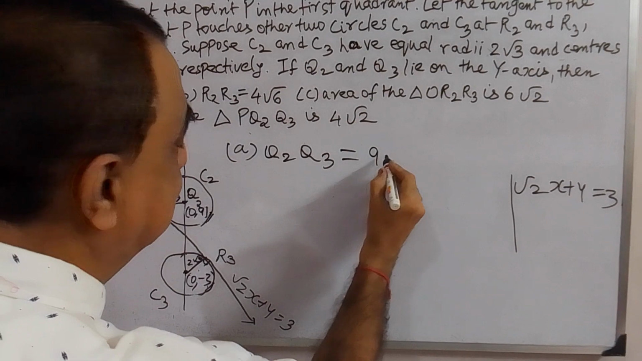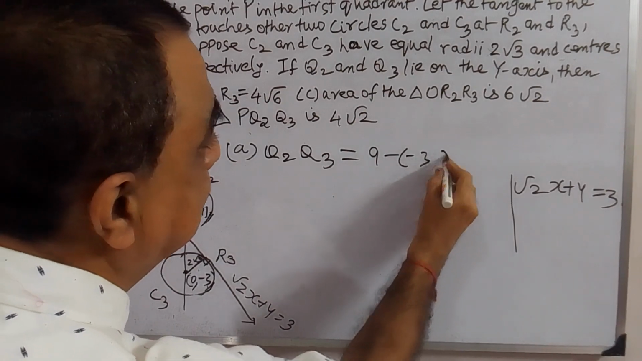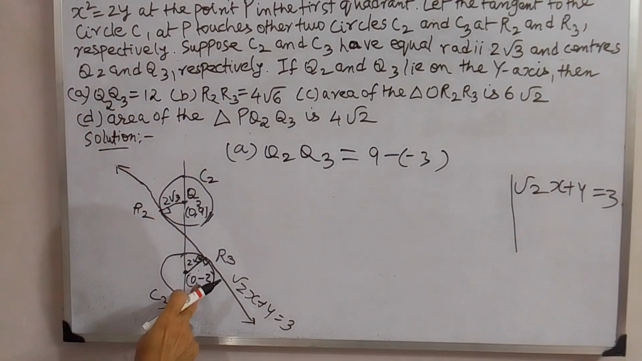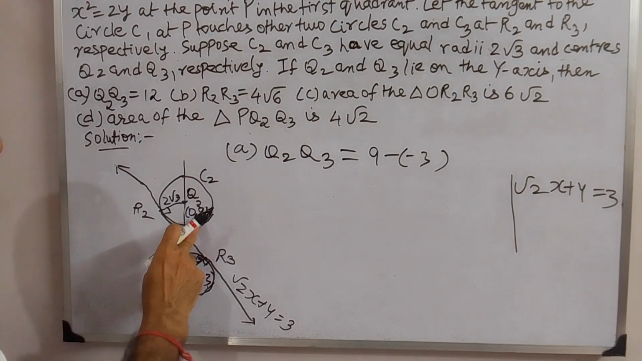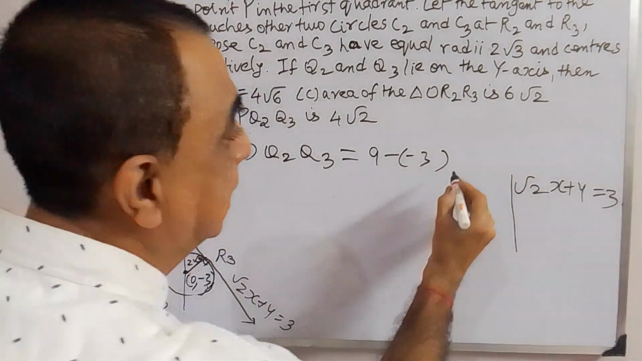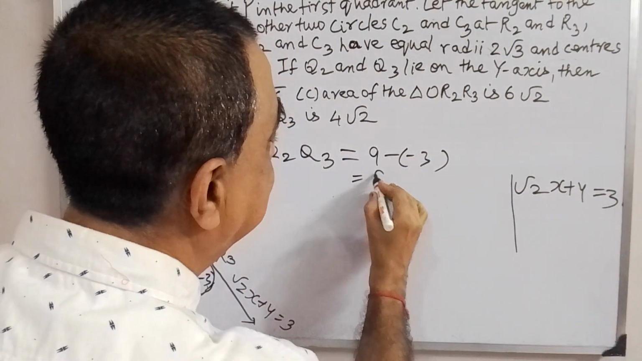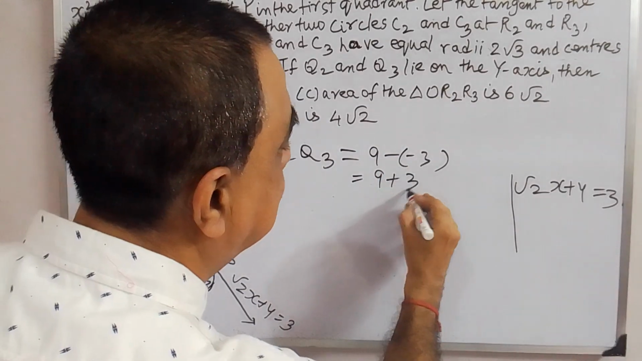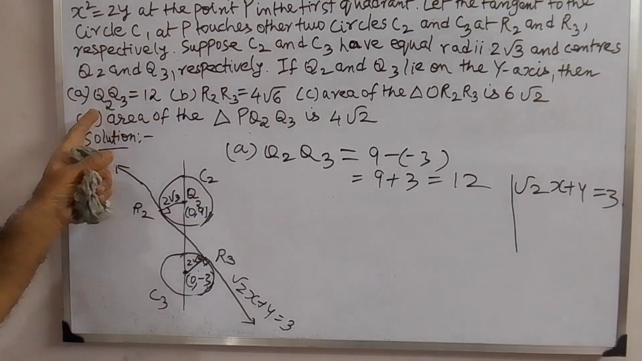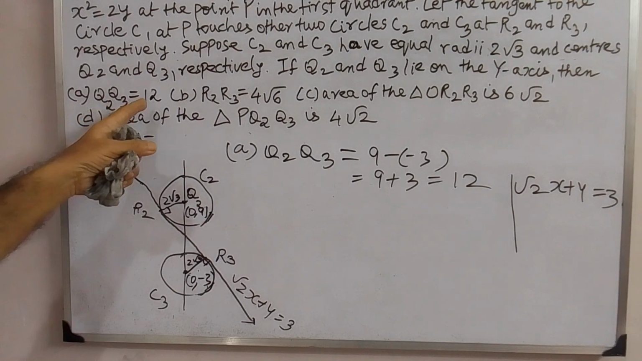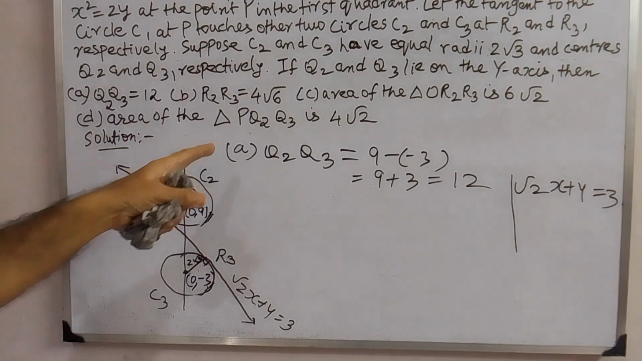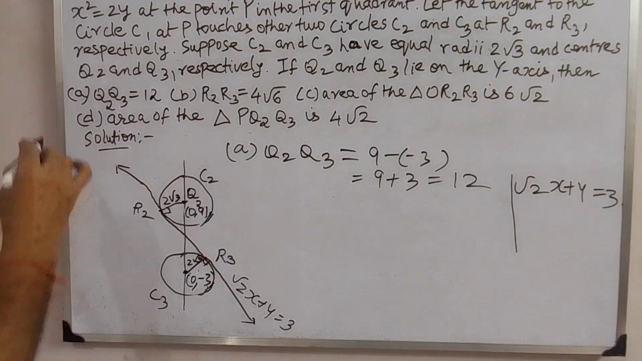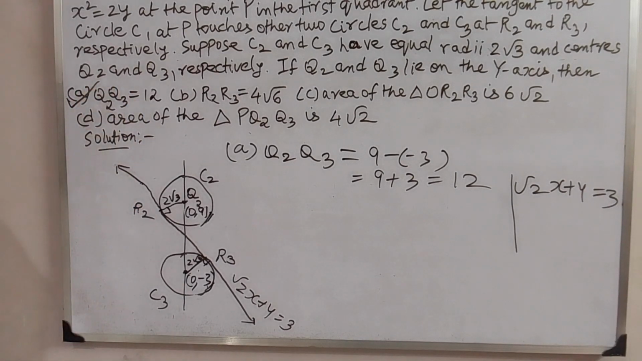So this will be 9 minus of minus 3, the difference of the y coordinates. Its y coordinate is minus 3 and the other y coordinate is 9. So 9 minus of minus 3 is 9 plus 3, that is 12. So in option A, Q2 Q3 is told to us as 12, and we are getting 12. So option A is correct.